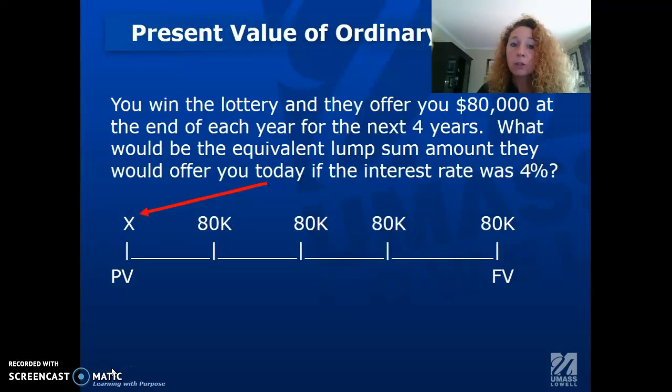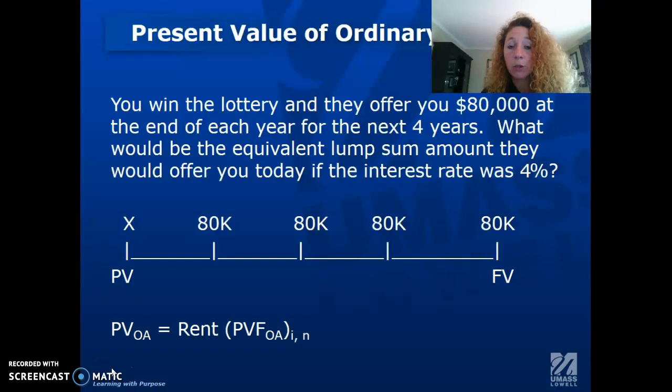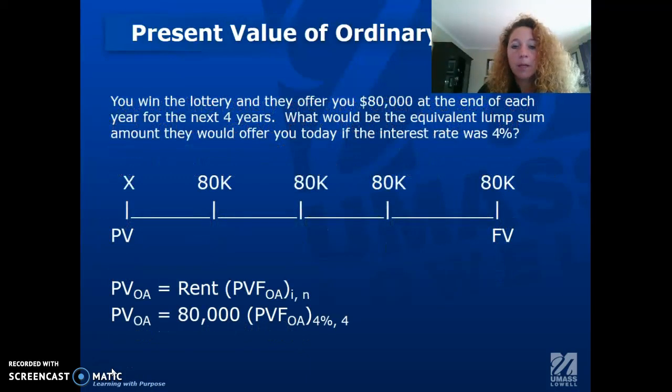All right. So now we're going to put together our formula. I think you can probably guess the formula. The present value of an ordinary annuity is equal to the rent, the single individual payment, times the right table factor with the right interest rate and the right number of periods. So if we put in what we know, right, we know the rent is equal to $80,000. It's one individual payment. You don't put the multiple payments, just the one amount, because the table is going to do the work for us. We know the interest rate is 4% and it's 4 periods.